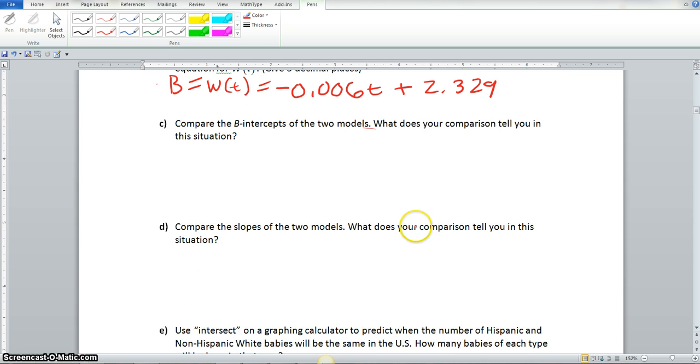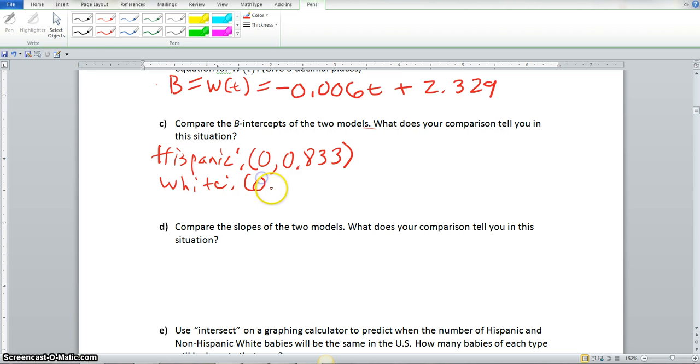Now we go here to part C. It says compare the b-intercepts of the two models. What does your comparison tell you in this situation? Now, first of all, we have our intercepts. For the Hispanic model, its intercept is 0.833. And the intercept for white is 2.329.